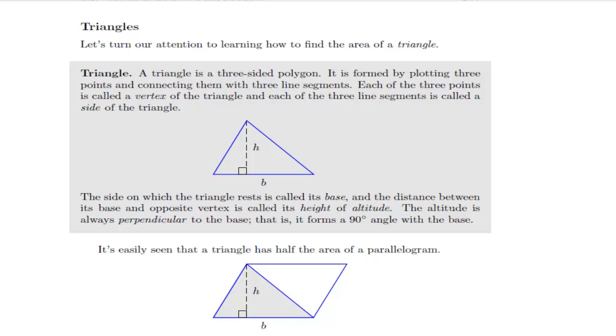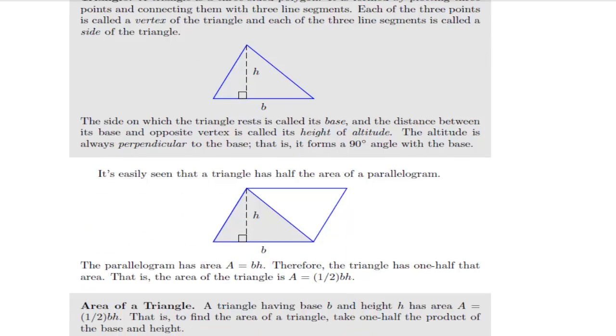The side on which the triangle rests is called its base, and the distance between its base and opposite vertex is called its height or altitude. The altitude is always perpendicular to the base, that is, it forms a 90-degree angle with the base. It's easily seen that a triangle has half the area of a parallelogram. The parallelogram has area equals base times height, therefore the triangle has 1/2 that area. That is, the area of the triangle is A equals 1/2 times b times h.